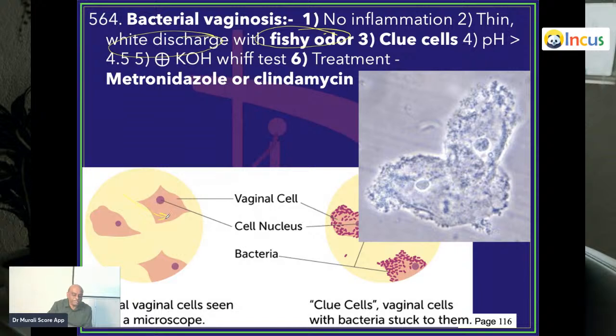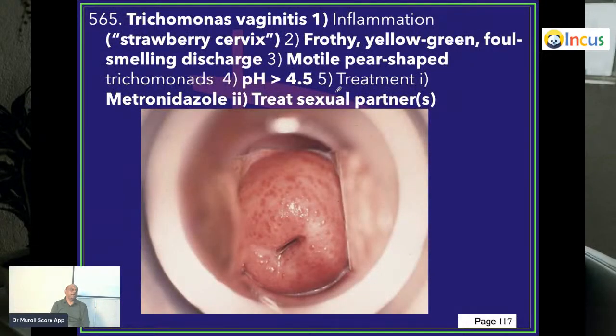So this is the normal vaginal cell. Then all these stuck with organisms will lead to clue cell. pH is more than 4.5. You do whiff test with KOH and treatment is metronidazole or clindamycin is what you need to remember. Then trichomonas leads to vaginitis. Strawberry cervix, because of those punctate hemorrhages, the cervix is described as strawberry cervix, right?